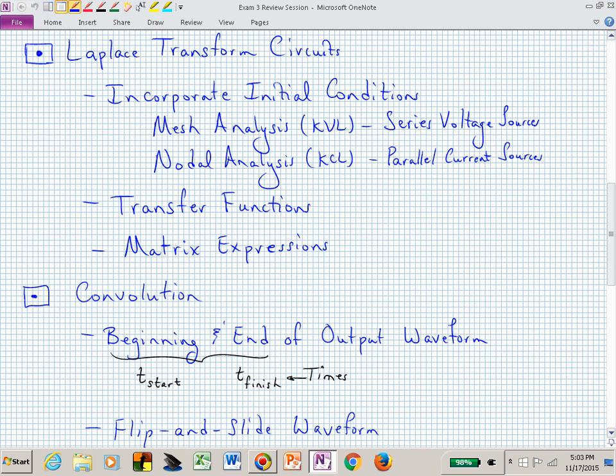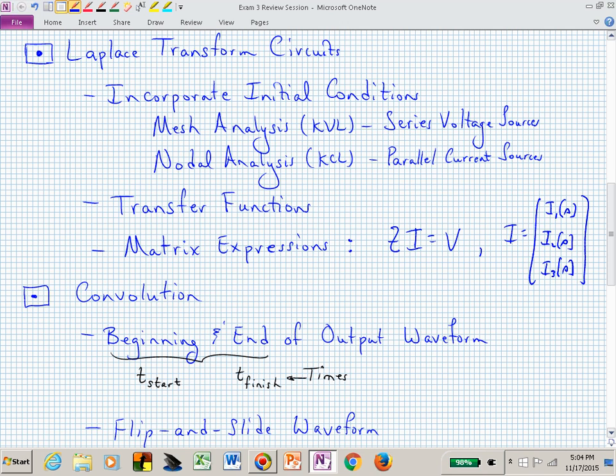Let's say you have 3 mesh equations. Can you make the impedance matrix have some combination of S variables or some expression in terms of the impedance values on resistors, inductors, and capacitors? That's what I mean by the matrix expressions. You should be able to come up with a general expression that looks like Zi equals V, where if you had 3 different meshes, I is now I1 of S, I2 of S, and I3 of S.